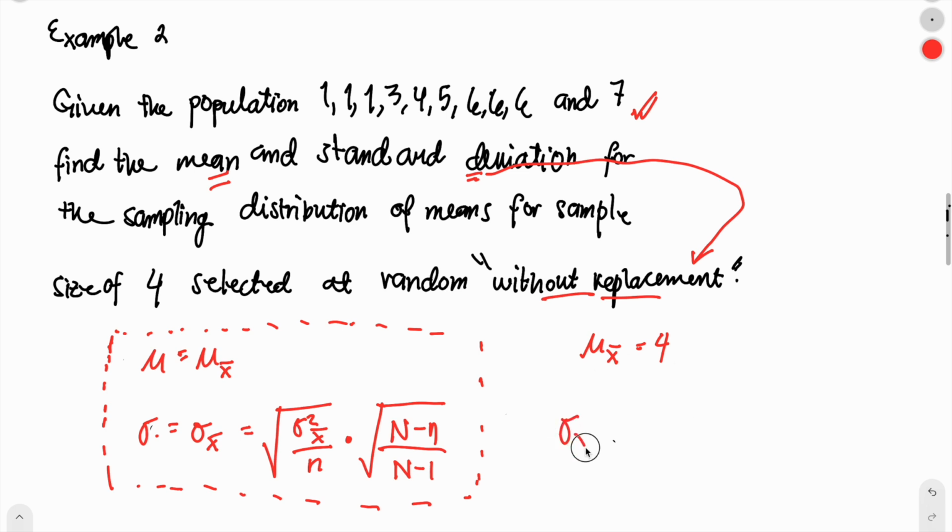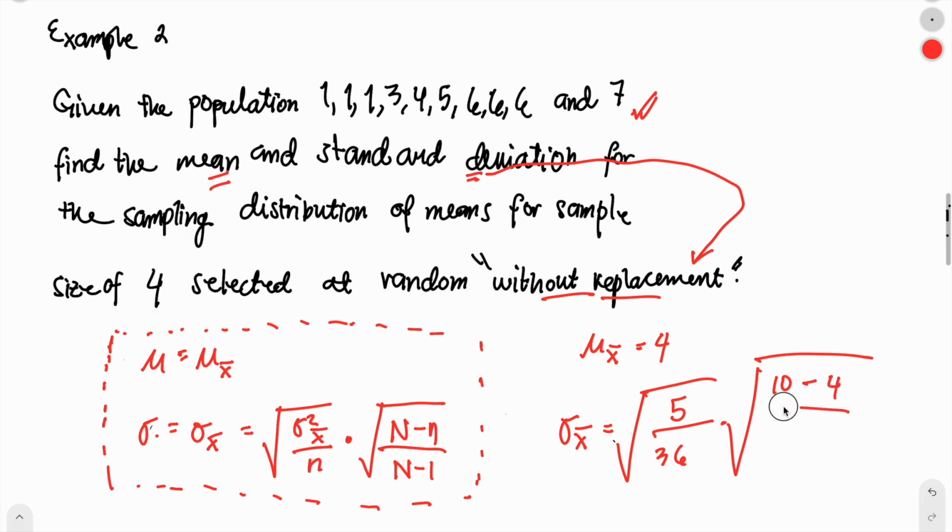And the standard deviation is 5 over 36 times what? Your capital N is the total number, that is 10, minus the sample size to find, that is 4, over 10 minus 1, all under the square root. The result is 0.85. Therefore, this is your mean and your standard deviation for without replacement.